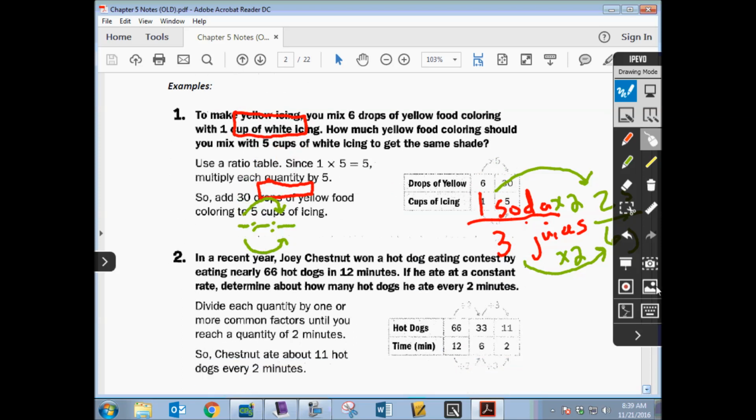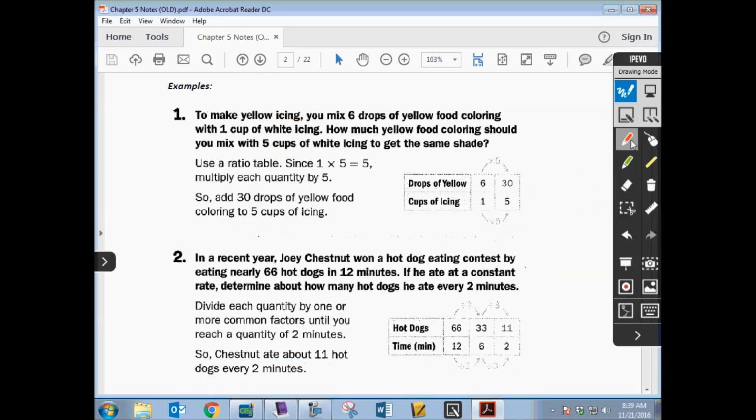Let's go down here and look at this first one. It says to make yellow icing, you're going to mix 6 drops. Notice how I put that little bracket on there. Make sure you're doing that as well. You mix 6 drops of yellow food coloring with 1 cup of icing. What is that right there? What have we been calling that? Yep, we've been calling that the fake ratio.